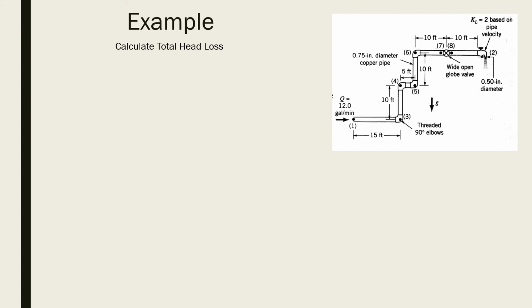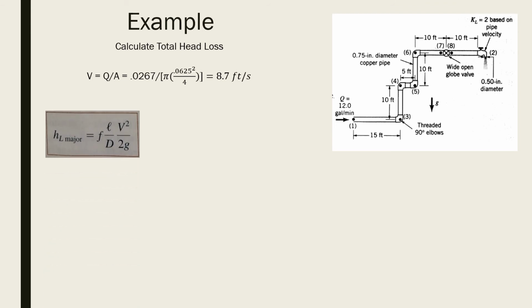Now, before we start calculating head loss, we first need to find the velocity of the system, which is Q over A. As you can see, using the formula on the screen, velocity comes out to be 8.7 feet per second. Now with the velocity, we can start calculating HL major. HL major uses a friction factor of 0.0215, which is found using the Moody chart. Using all the components found in the image on the screen, we find HL major to be 79.62.